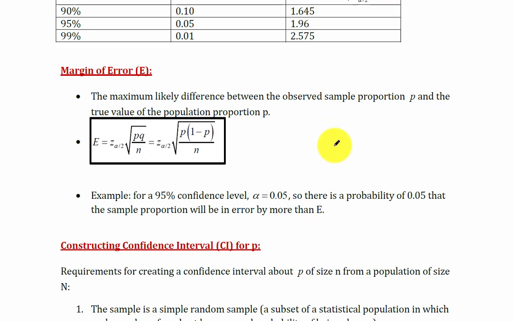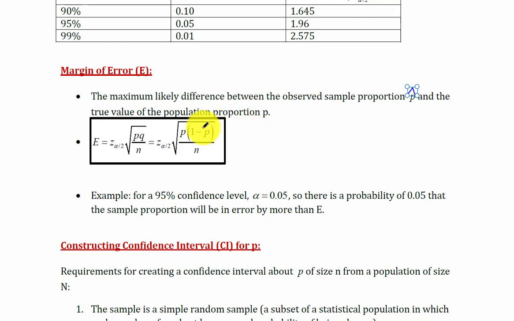Now the next word here is the margin of error, E. So what is the margin of error? The margin of error is the maximum likely difference between the observed sample proportion, and the true value of the population proportion P. So it gives you the maximum likely difference between the one that we observe for the sample proportion P hat versus the true parameter of the population P.